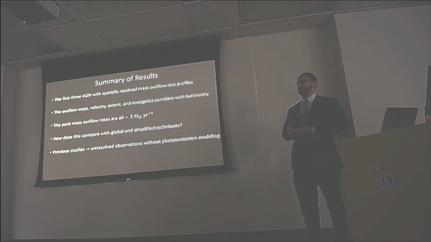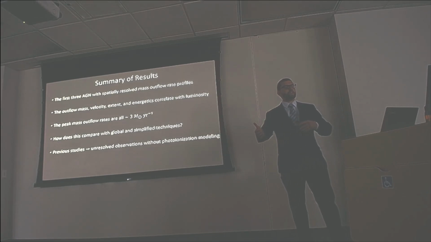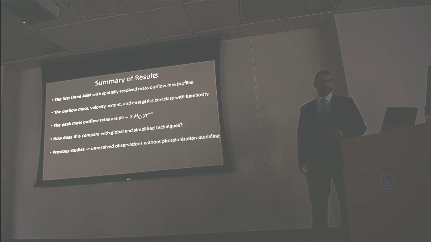And what we see is that the total mass in the outflow, its velocity, and how far it reaches into the galaxy all seem to be correlating with luminosity. So a more luminous AGN injecting more energy is able to drive larger, more massive outflows. However, we note that the peak mass outflow rates are all about 3 solar masses per year.